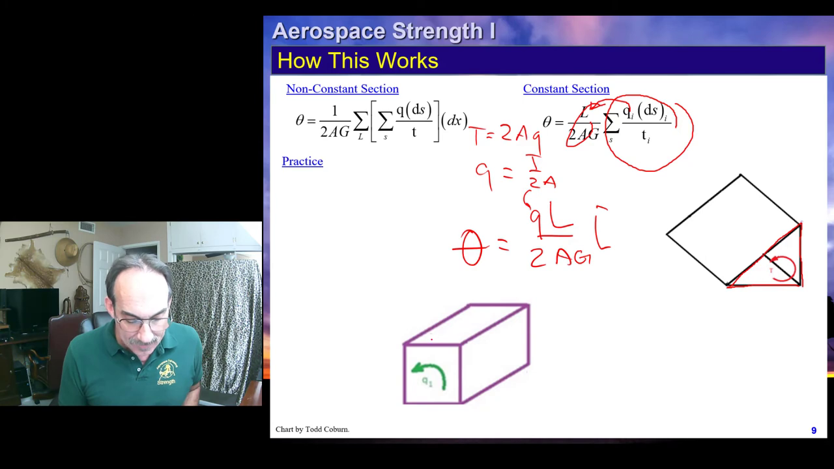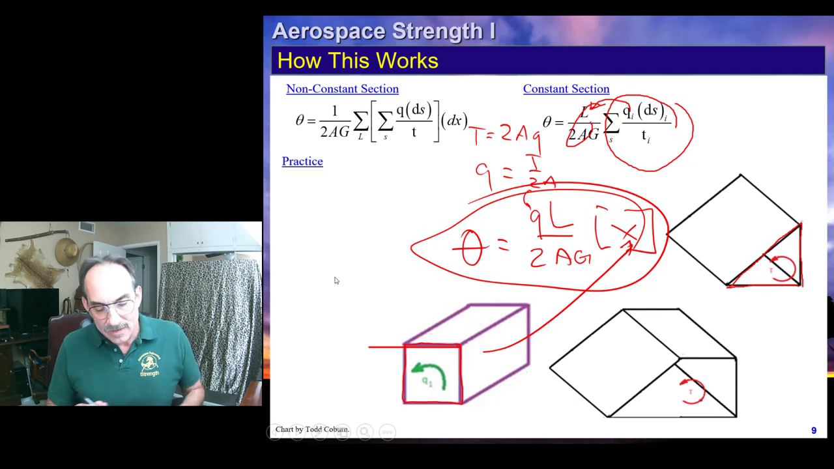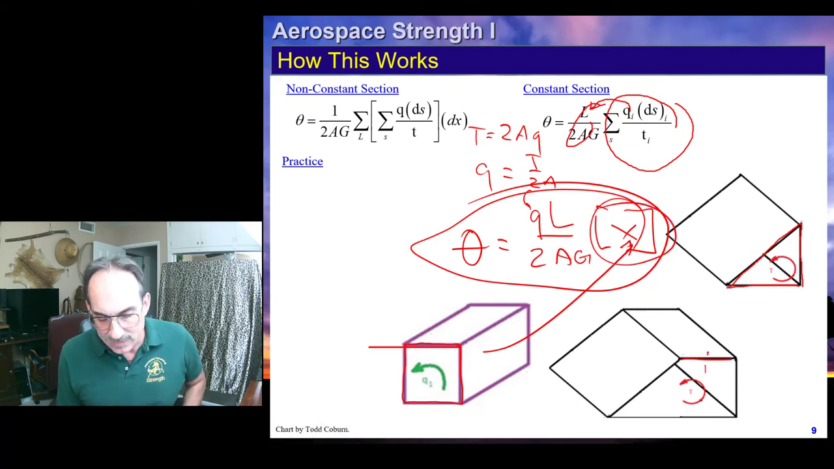Now we have this length, L1 over T1 plus L2 over T2 plus L3 over T3 plus L4 over T4, and all that goes in here, and now you have your angle of twist. If we have this guy, then this term here becomes this length over its thickness plus this length over its thickness plus this length over its thickness plus this length over its thickness.